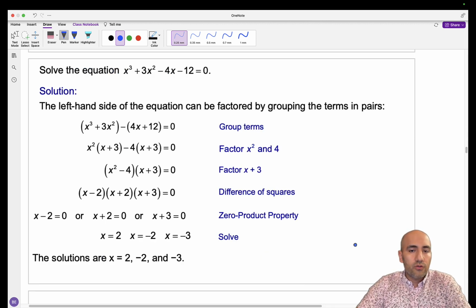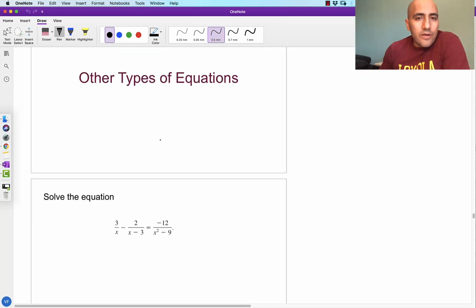Here's your author's solution for this question. Okay, so let's cover a few other variations. Let's say that we wanted to solve this equation.